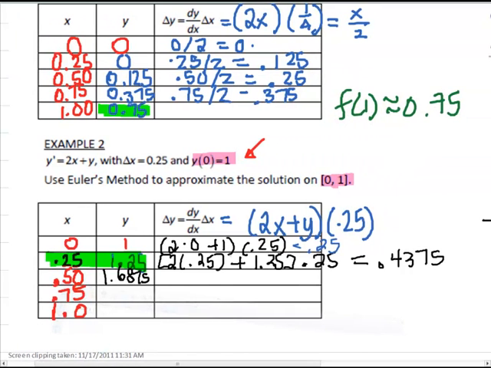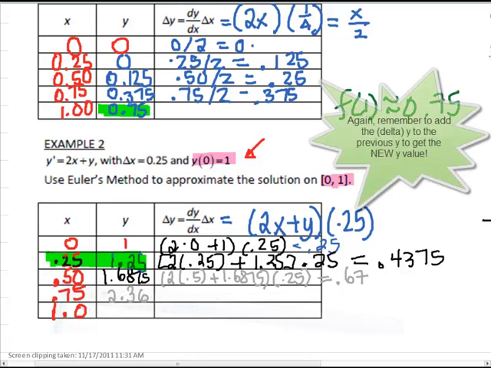Okay, now let's do this next line. We now have 2x plus y, so that's 2 times 0.5 plus our y value, which is 1.6875, and all of that times 0.25. So 2 times 0.5 is 1, 2.6875 times 0.25, and that's going to give us approximately 0.67. Now I'm going to add that to my existing y value, and I'm going to get 2.36.